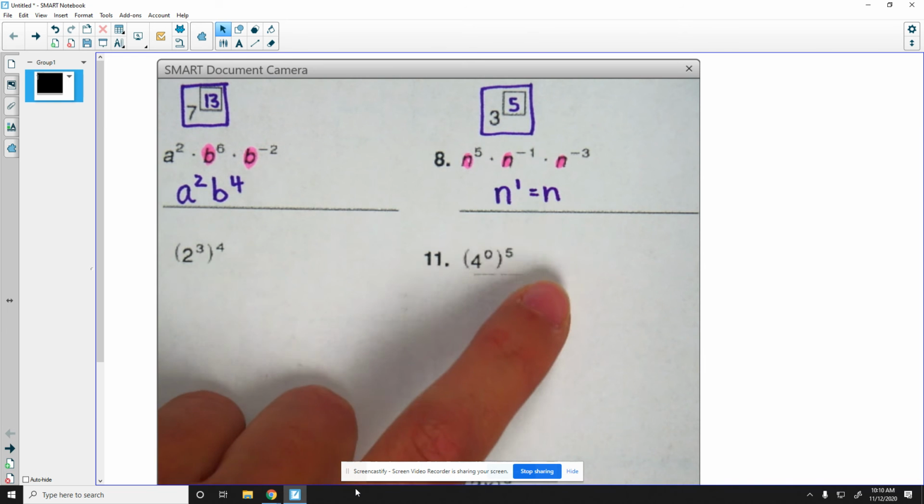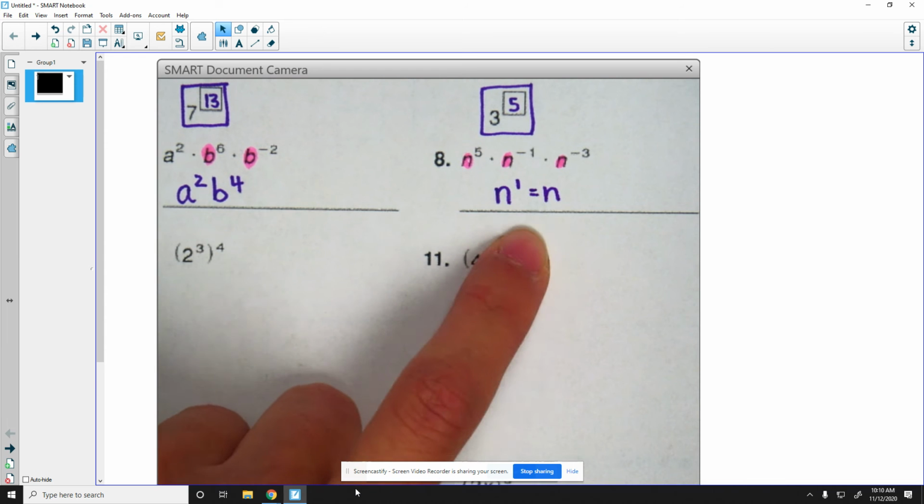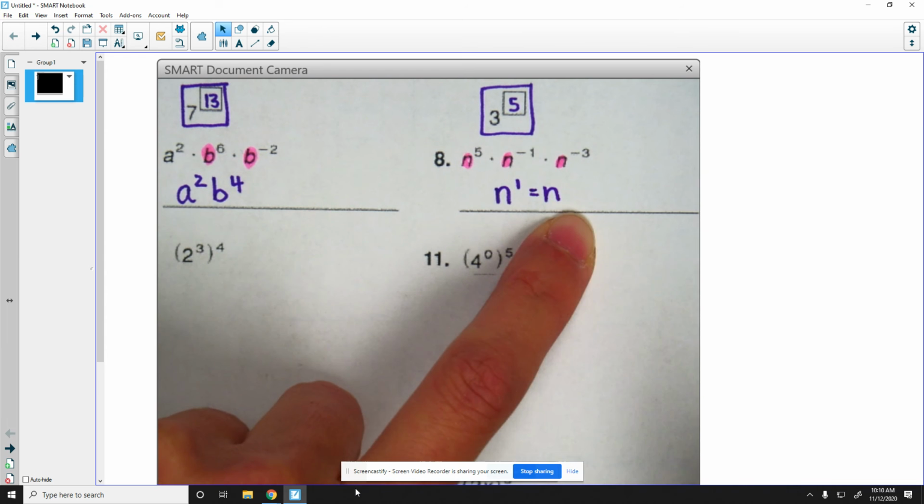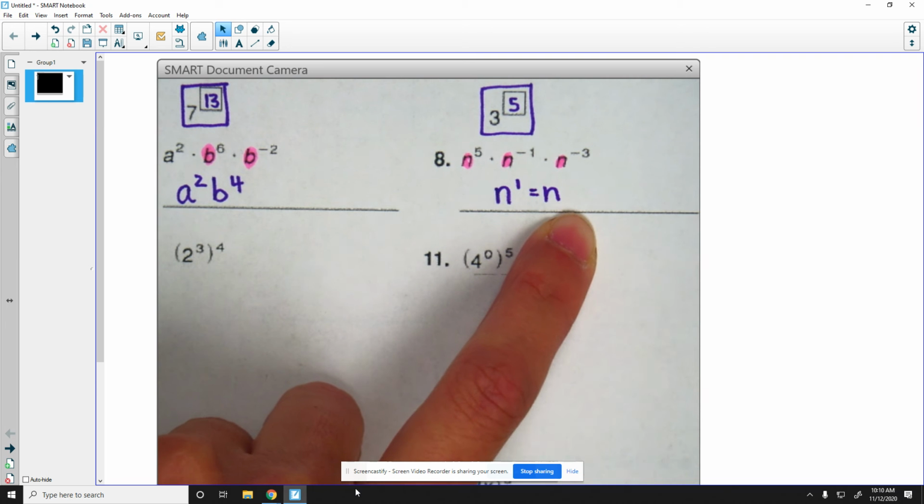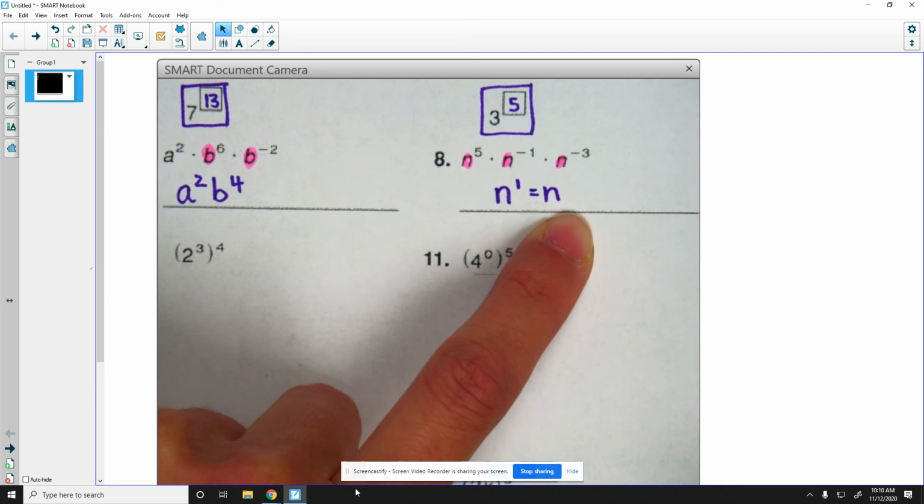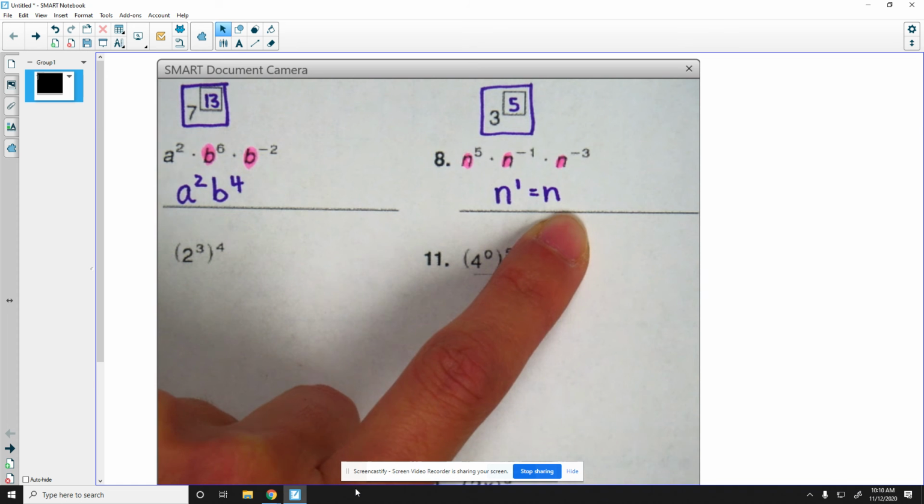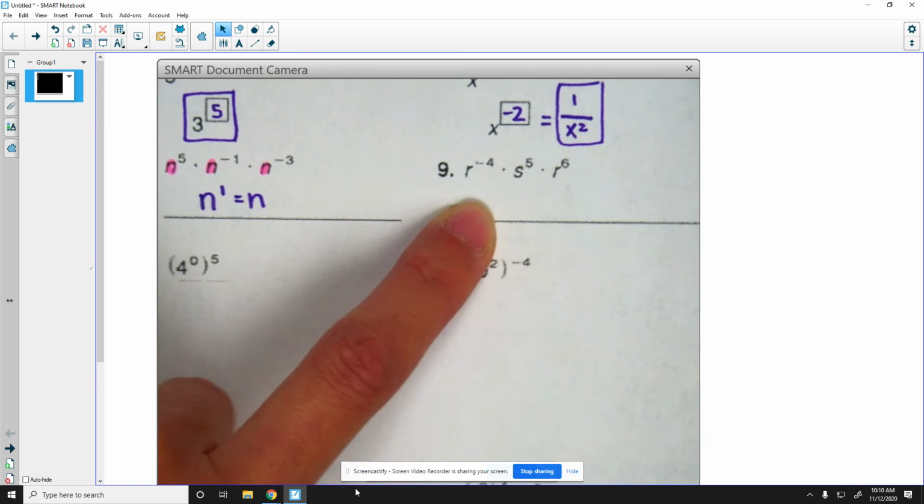5 plus -1 is 4. 4 plus -3 is 1. That's how Rowan got N to the 1 or just N. Same thing. Yes, Owen? If it's N to the 1, wouldn't you just write N, because anything to the exponent of 1 is itself? Yeah. Okay. Let's do this one now.